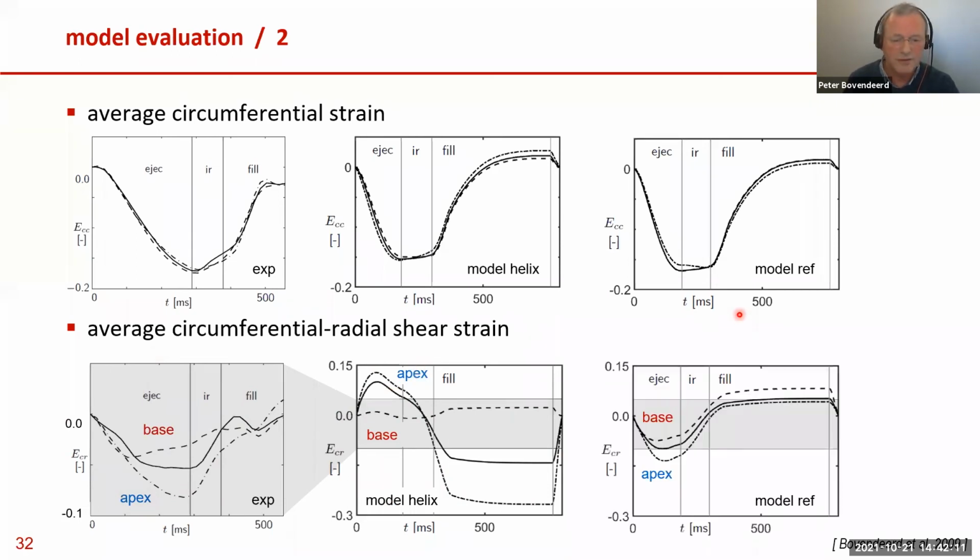Now in this reference model, where we did include this transverse angle, you see that the patterns are more similar. Still the amplitudes are a bit stronger than here, but the longitudinal variation of the strains is much more similar to that observed in the experiment. So this strengthens the idea that this transverse angle is an important component that should be included in this type of models.